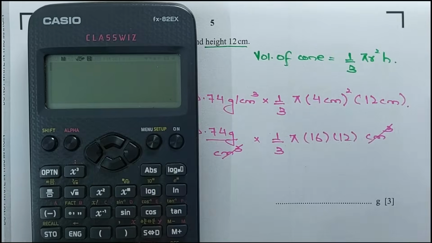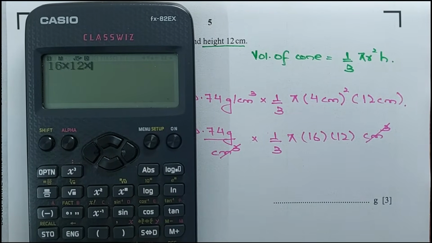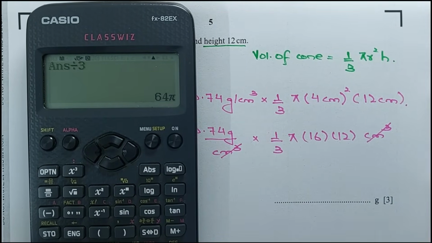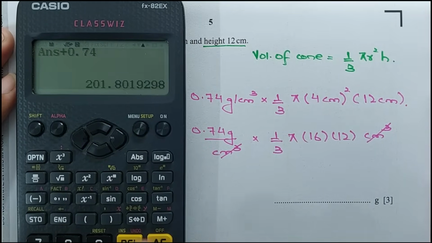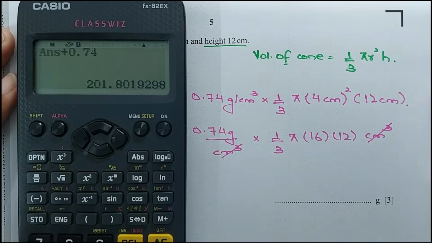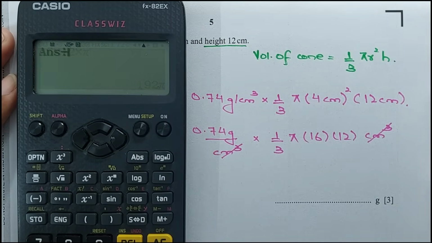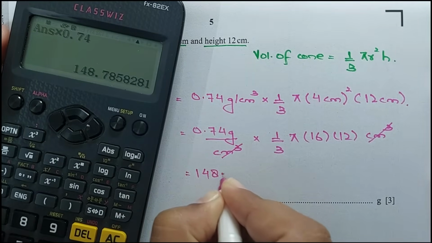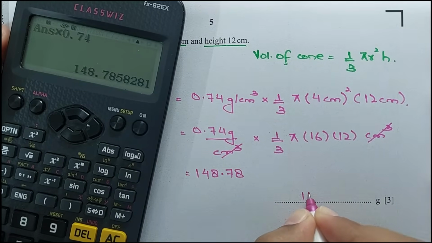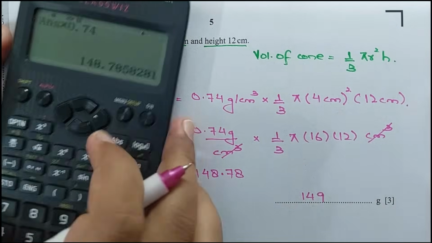Let me figure out what is 16 times 12 times pi divided by 3, and this is 64 pi. Add up with 0.74. Yes. So it's not add up, it's multiplied. Let me do it again. 16 times 12 times pi divided by 3 and multiply 0.74. So that is 148.78, or if you round it to 149 grams.